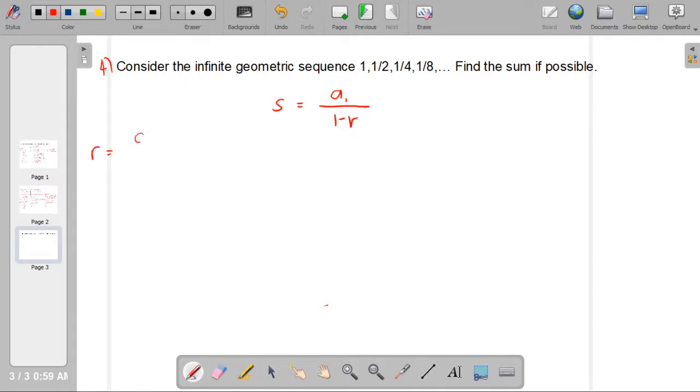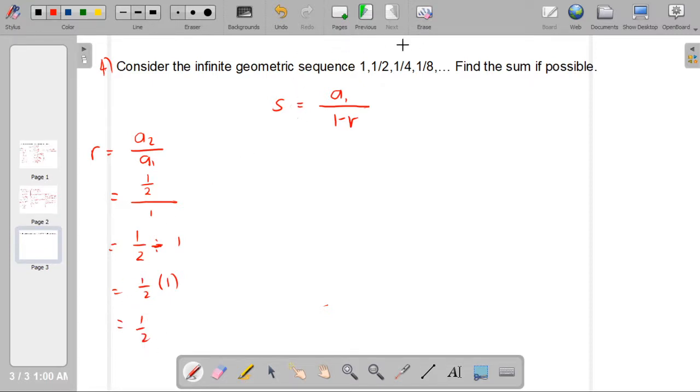Our common ratio, let's use a sub 2 divided by a sub 1. What is our a sub 2? Our a sub 2 is 1/2 divided by your a sub 1, which is 1. So this is 1/2 divided by 1. When you divide, you use the reciprocal. The reciprocal of 1 is still 1. The operation becomes multiplication. So 1/2 times 1 is 1/2. Therefore, our common ratio is 1/2. Now, we have the common ratio which is 1/2.